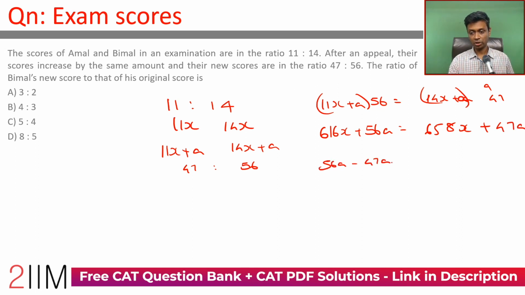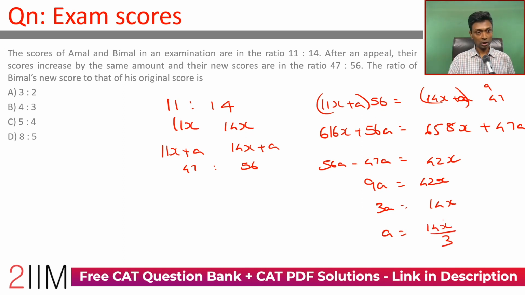56a minus 47a is 658 minus 616, which is 42x, or 9a equals 42x. 3a equals 14x. A is 14x by 3. The ratio of Bimal's new score to that of his original score. Bimal's new score is 14x plus A. Original score is 14x. A is 14x by 3.